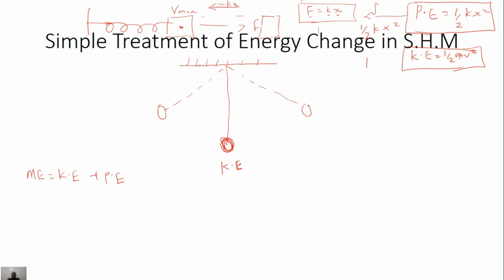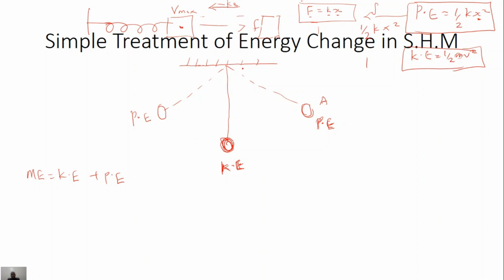So take note, the potential energy is maximum at the maximum displacement, and that is due to the fact that x is maximum at points of maximum displacement, which is the amplitude. So the potential energy is maximum at the extreme position, and the kinetic energy is maximum at the equilibrium position. So at the extreme position, the potential energy is maximum.